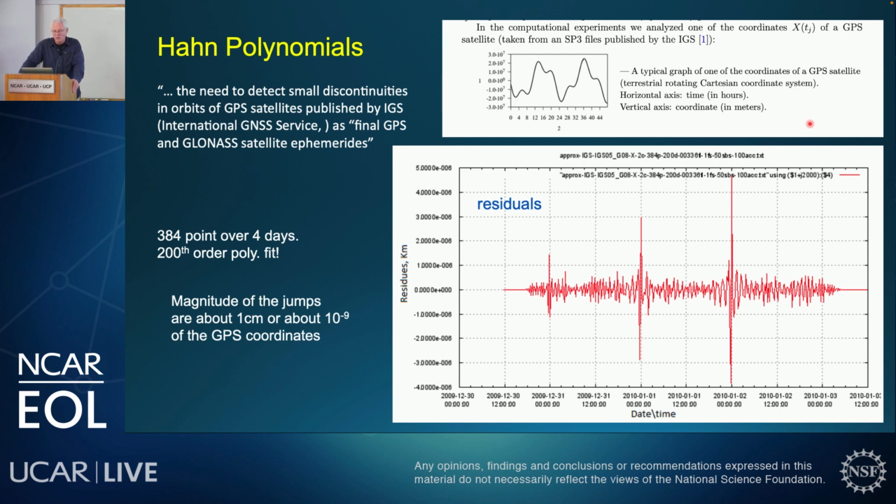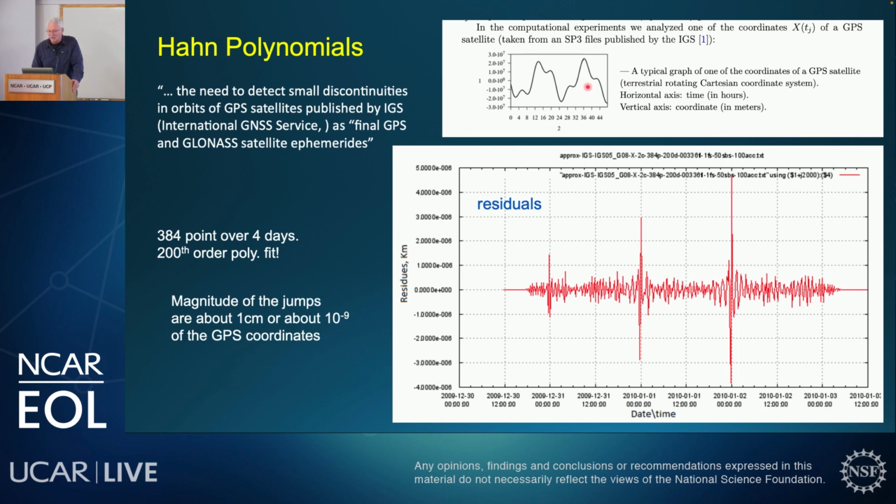But it is a specialized technique. They do use discrete orthogonal polynomials, and I haven't looked into it or tried to duplicate it. I'll let one of you take a look at it. But what they say is there is a need to detect small discontinuities in orbits of GPS satellites published by the IGS, the International GNSS Service, as final GPS and GLONASS satellite ephemerides, they call those positions. They say this is a typical graph of the coordinates of a GPS satellite. This is in kilometers over here, I believe. The vertical axis is in meters.